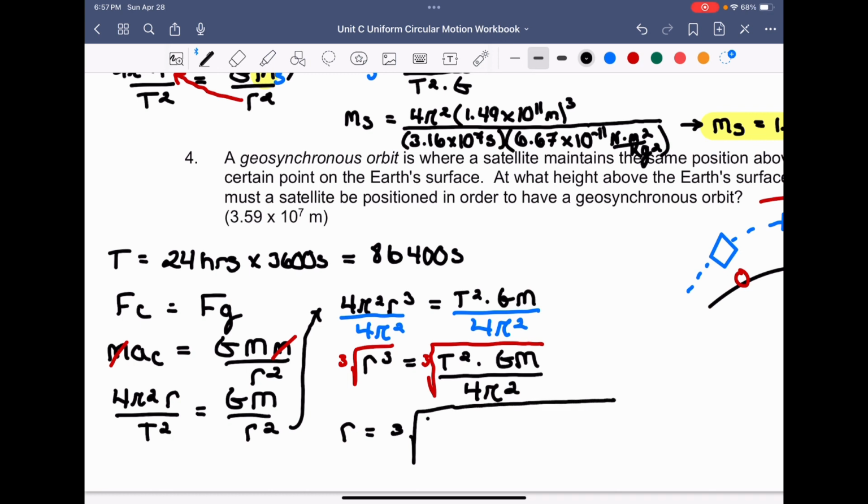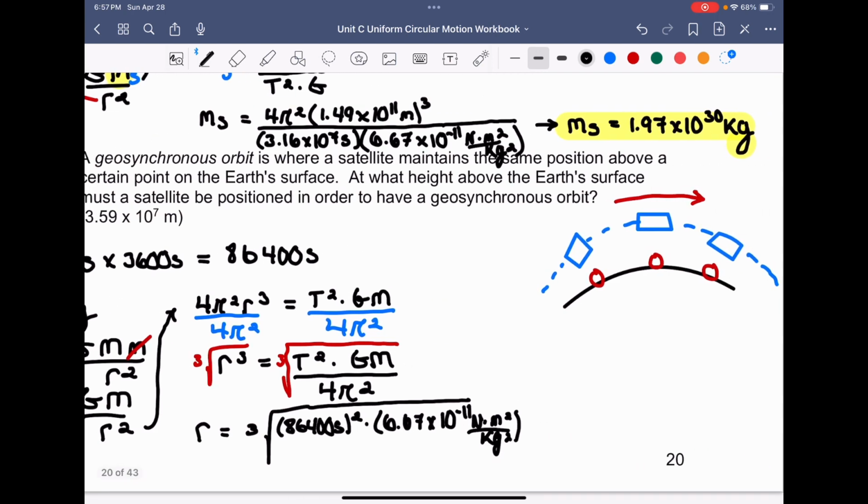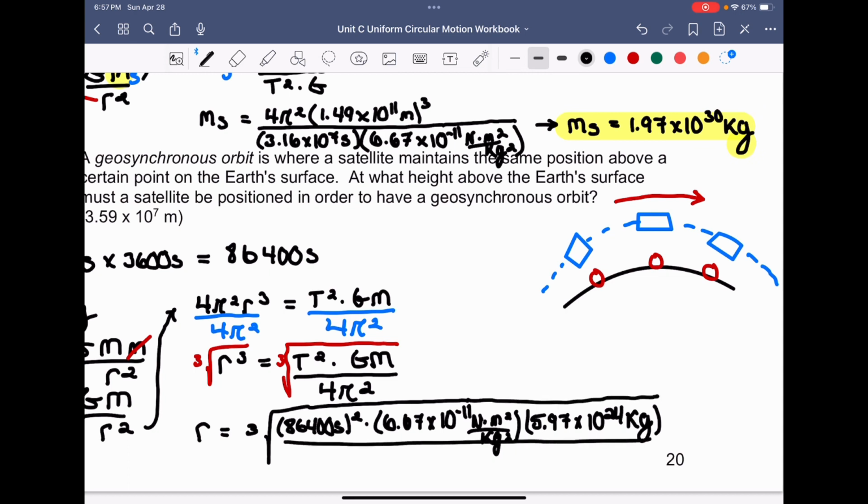So first and foremost, the period is equal to 86,400 squared, or seconds squared, multiplied by the gravitational constant, 6.67 times 10 to the power of negative 11. This is newtons times meters squared, divided by kilograms squared, multiplied by the mass of Earth. So this is going to be 5.97 times 10 to the 24, and this is in kg. And then I just got to extend my cube root here, divided by, in the denominator, again, don't simplify that value, 4 pi squared.